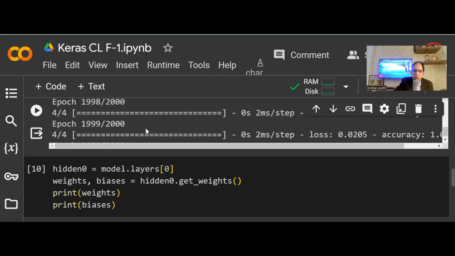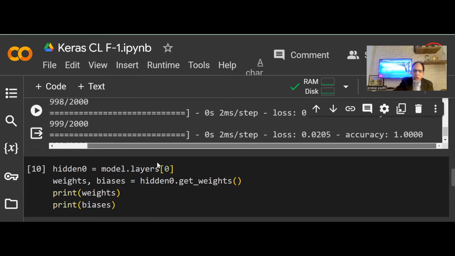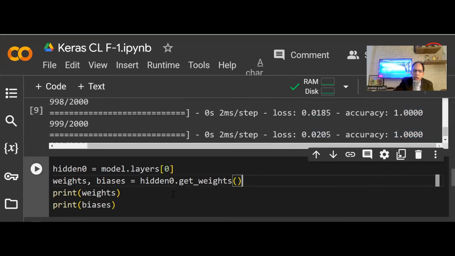I took 1 row at a time as the batch size. So 1 by 4, 2 by 4, 3 by 4, 4 by 4 for each epoch. But my accuracy is 1. Accuracy 1 means it's great. 4 rows. And loss is also 0.02. That is acceptable, no problem.